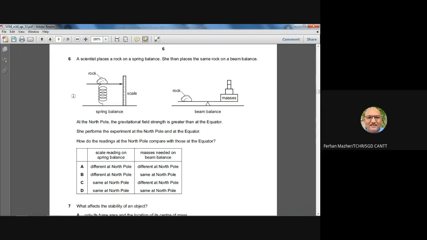You see, the reading of the spring balance should change because it is measuring the weight. The beam balance reading should remain the same because it's measuring mass. The mass does not change with the change in location, but the weight value changes because the weight depends upon the gravitational field strength, and the value of g at the North Pole is different from the value of g at the equator. So the spring balance reading will be different at the North Pole, but the beam balance reading will be the same. So I think B is the best option. Question number 6, B is the right option, sir.